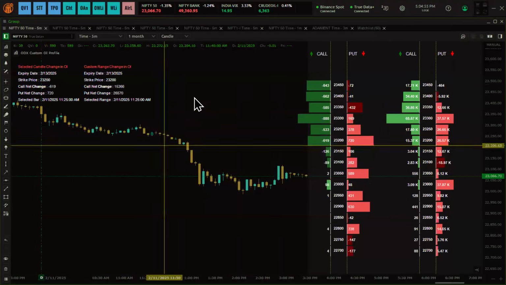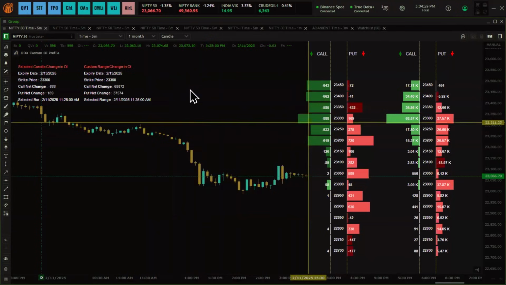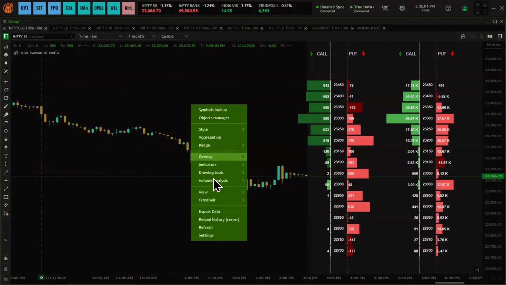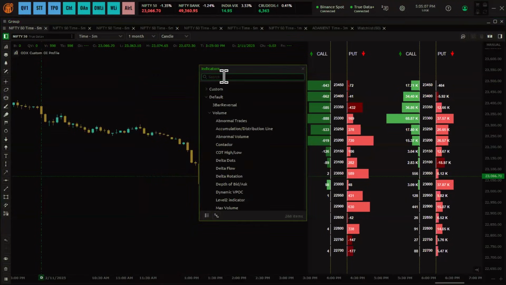All right, so let's start. To apply the indicators, you have to right click, go to indicators and add indicators. Then when you search for ODX, you will find many indicators under ODX, right? We are going to discuss mostly all the indicators which are there.